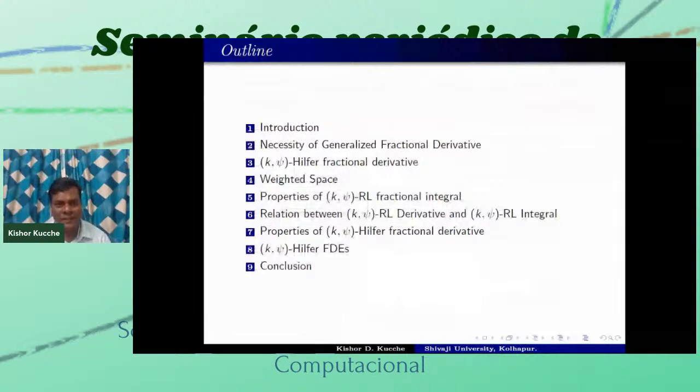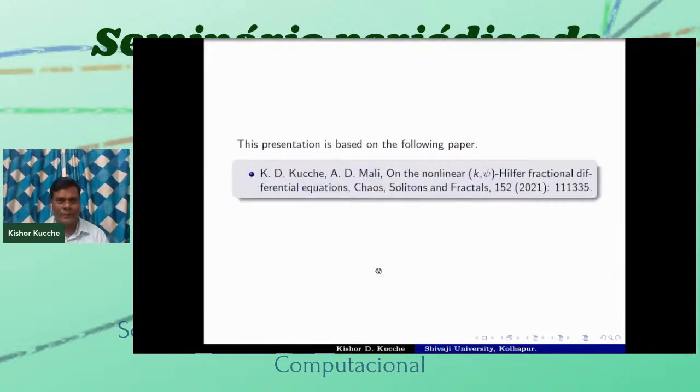Firstly, we will discuss the necessity of generalized fractional derivative. Then we will discuss the definition of K-Psi Hilfer derivative. Then a weighted space is required to study the property of K-Psi Riemann-Liouville derivative and K-Psi Hilfer derivative, so we have to fix the weighted space. Then we will discuss the relation between K-Psi Riemann-Liouville derivative and K-Psi Riemann-Liouville integral. Later on, we will discuss the properties of K-Psi Hilfer fractional derivative, and then we will study K-Psi Hilfer fractional differential equation, and lastly, we will discuss the conclusion.